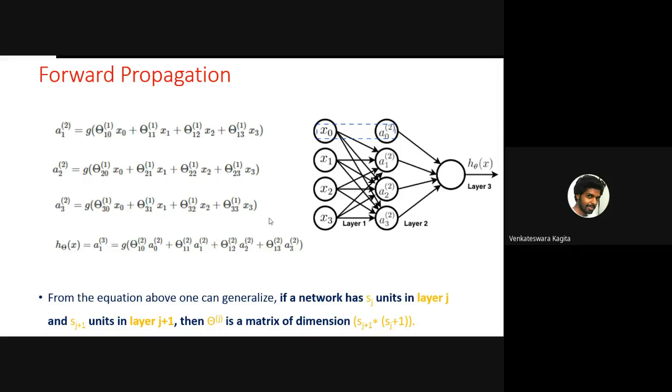All right, so now a question for you. Oh, I think this is answered. From the equation above, one can generalize: if the network has Sj units in layer j and Sj plus 1 units in layer j plus 1, then theta j is of dimension Sj plus 1 times Sj plus 1. Okay, so this I have already told you, right? If we have 3 units in layer 2 and 3 units in layer 1, then this theta 1 will be of dimension 3 by 4. The same thing is generalized here.